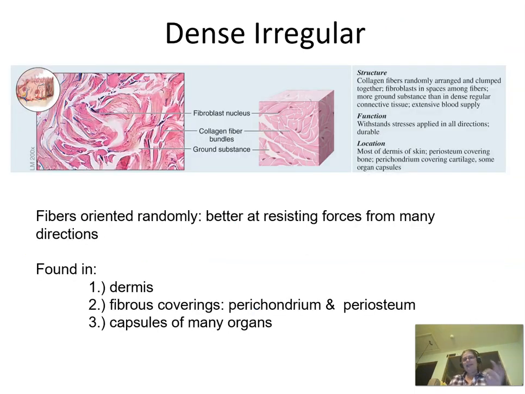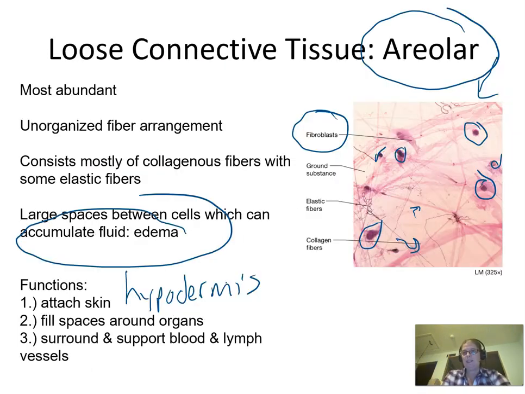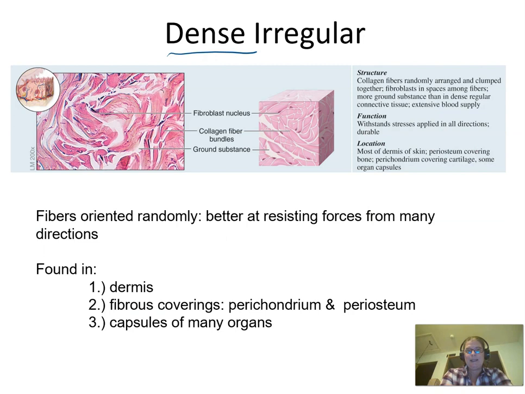Now, if you look at dense, irregular, the first word tells you dense. So we're no longer loose, right? Loose was scattered, lots of space. Look at dense. Look at all those collagen fibers. Look at all those pink lines. So now we have a lot more fibers, but it's irregular. Do you see how they all go in different directions? So now we're going to be stronger because we have more fibers, but they're randomly oriented. So you can put force this way and this way and this way. So it makes it really good at resisting forces anytime you have pulling forces from many different directions.